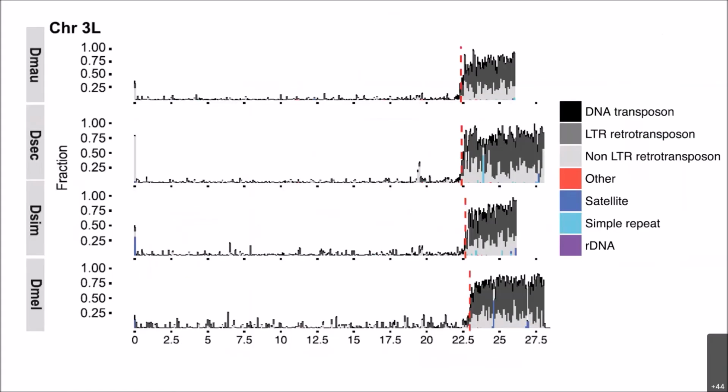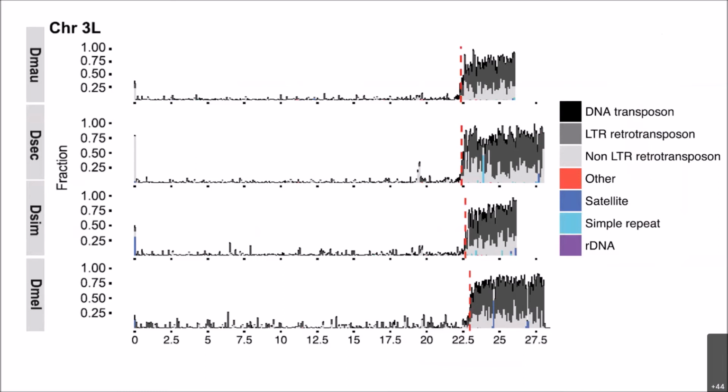Just a reminder that this is work done by Danny Coast and Amanda Laraquinte. Here we're looking at the chromosome 3L, which is an autosomal arm in Drosophila, and it is just looking at the repeat profile across the chromosome.